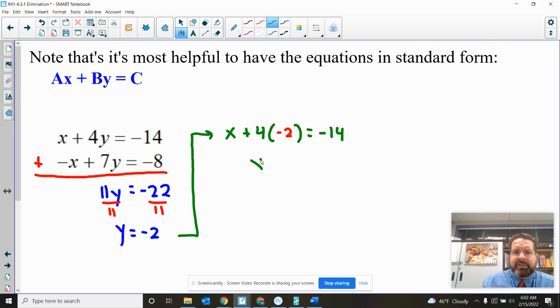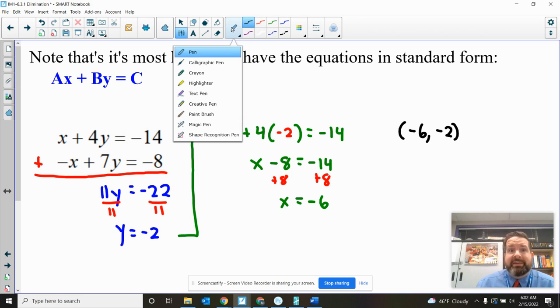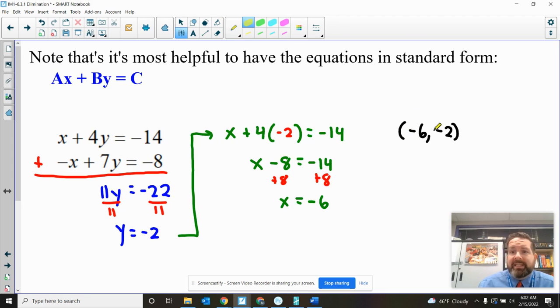So let's do that multiplication. So x minus 8 is negative 14. Add the 8 over. And we should end up with then that x is negative 14 plus 8, which is negative 6. So our solution, at least we think, we're going to check it, is that x is negative 6 and y is negative 2. In your solutions, make sure you list the x first every single time, and then the y second every single time.